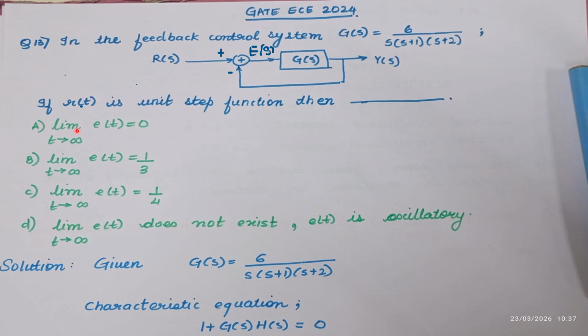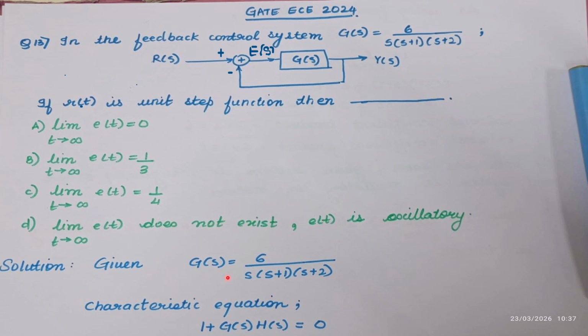The first option says limit t tending to infinity e(t) is 0. Second says limit t tending to infinity e(t) is 1 by 3. Third, limit t tending to infinity e(t) is 1 by 4. D says that limit e(t) does not exist and e(t) is oscillatory in nature, that is marginally stable. Oscillatory means the system can be called marginally stable. So let's proceed with the solution of this question.